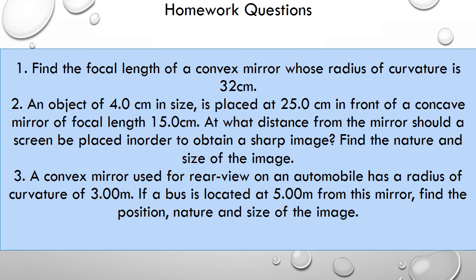Question number 3, a convex mirror used for rear view on an automobile has a radius of curvature of 3 meter. If a bus is located at 5 meter from this mirror, find the position, nature and size of the image. So children, all the numericals discussed today, the 5 numericals have to be written in the notebook along with the homework questions.